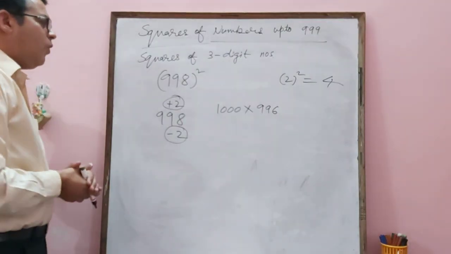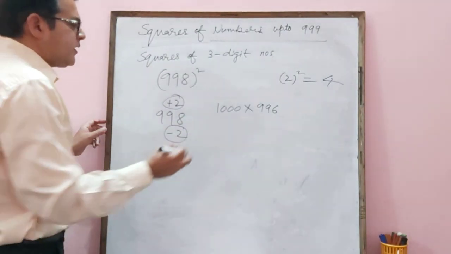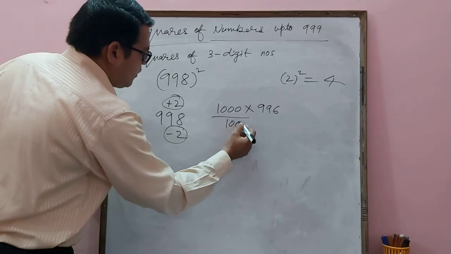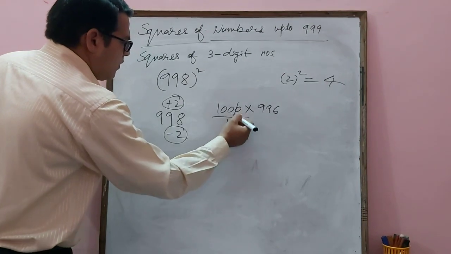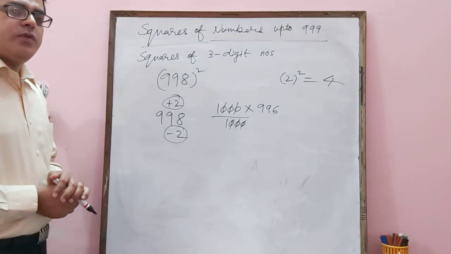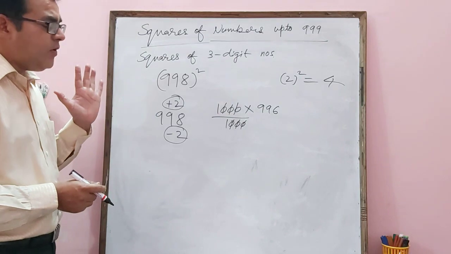Right? Now, what to do in the next step? We have to remove the zeros. This is the second step. So, we are able to remove 0. 0 removed.